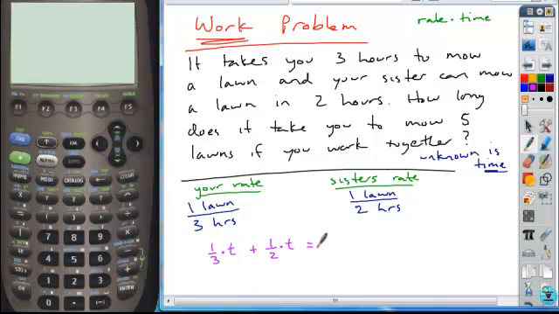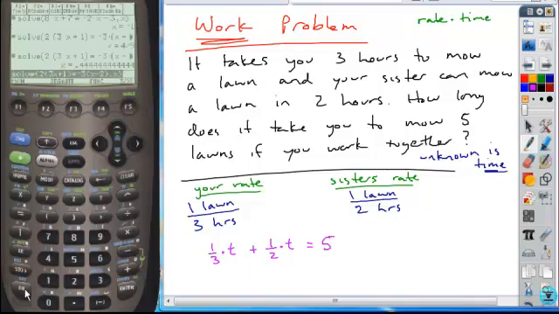And you need that total to equal what? How many lawns are you doing total? So in this case, that's going to equal 5. And now it's just a matter of solving for t. So if we use our solve feature here, I hit F2, algebra tab, choose solve.